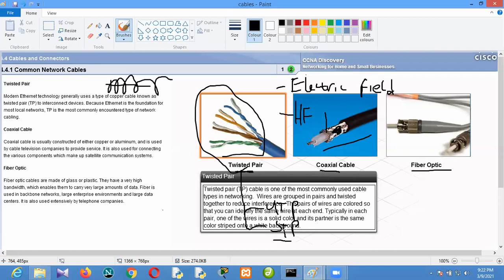Do you understand? Yeah, I'm following. You get it now, the difference between the two? Yes, sir. Unshielded twisted pair and shielded twisted pair.